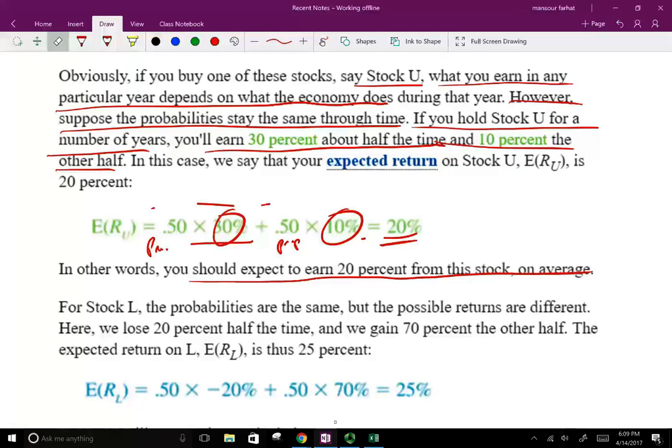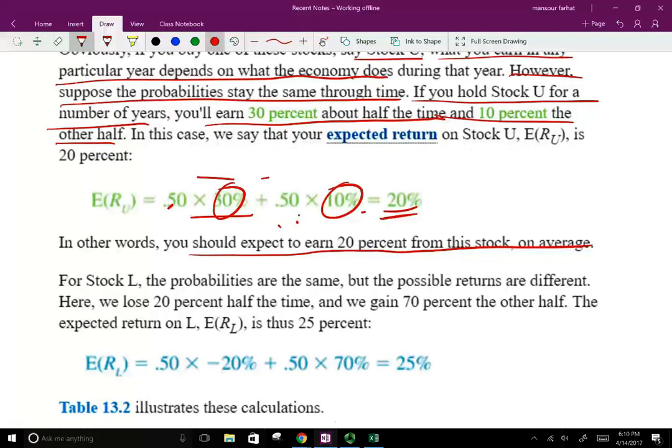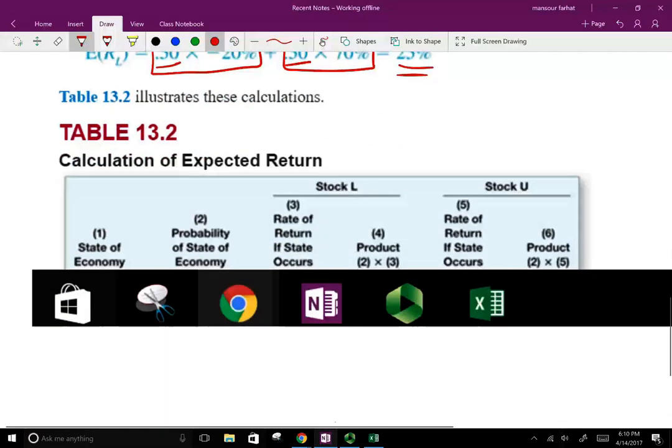Now, obviously, those probabilities could change. It could be, for example, 30 versus 70, or 60 versus 40. Okay, they have to add up to 100%. Keep that in mind. The probabilities will have to add up to 100%. For stock L, how did we come up with the 25%? The probabilities here are the same, which is 50 and 50. But in a recession, you will do very badly. In a boom, you will do very well. And that's going to give us an expected return of 25%.